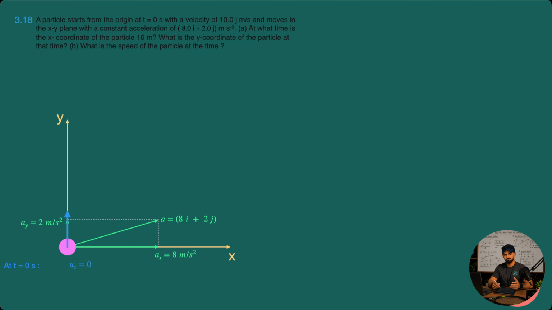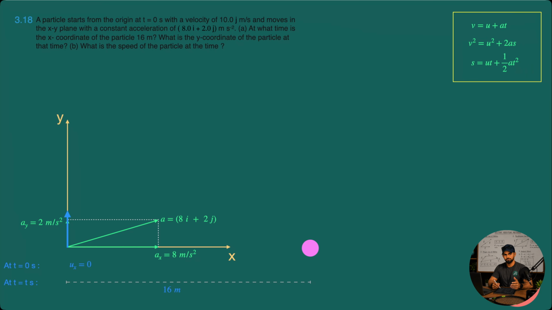Now suppose after t seconds, the particle has traveled 16 meters along the x-axis. Our goal is to find this value of t. Before starting the calculation, let's recall the three equations of motion. Among these equations, we already know the distance covered, the initial velocity, and the acceleration. Therefore, the third equation of motion is the most suitable.